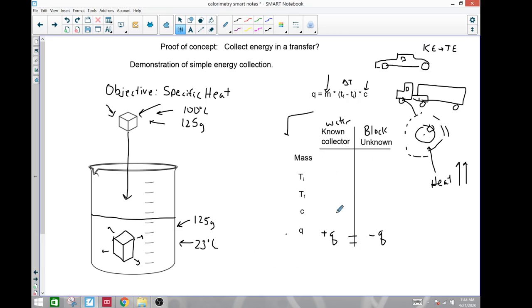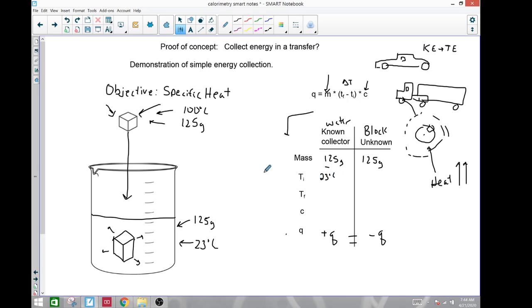Let's put in our data we know. The mass of the water, well, it's 125 grams. Now, these don't have to be the same. But in class, I typically try and get them pretty close. A lot of times, the mass of the water is just determined by how much I can fit in the container. Okay, temperature initial of the water is 23 degrees Celsius.